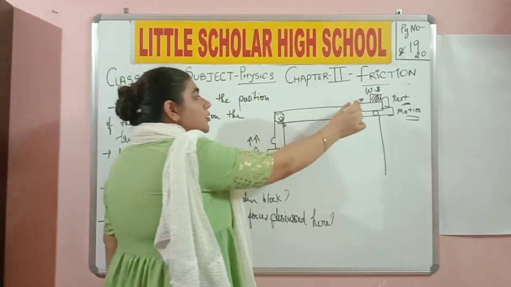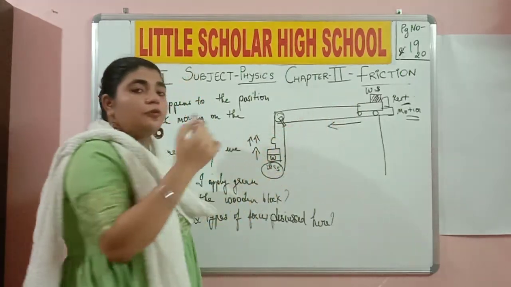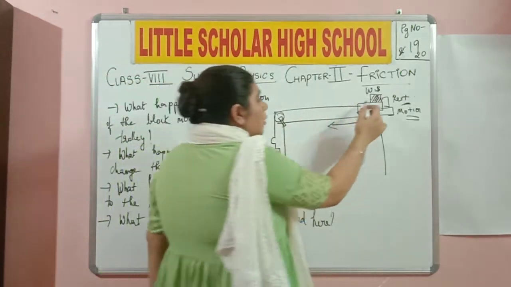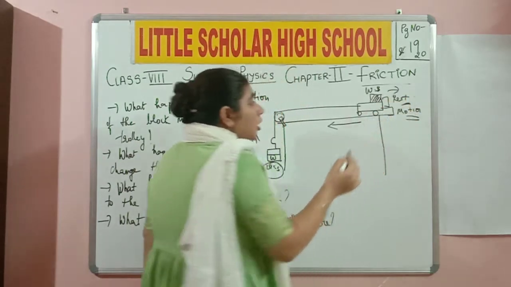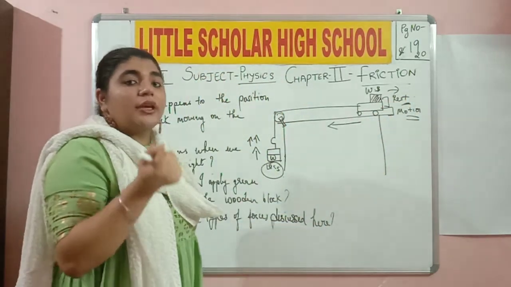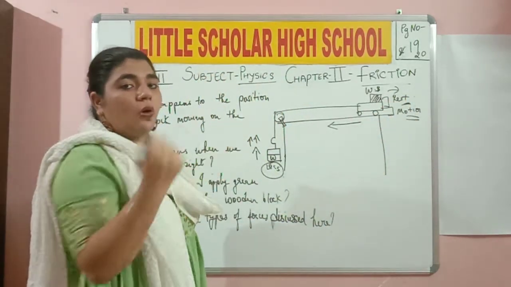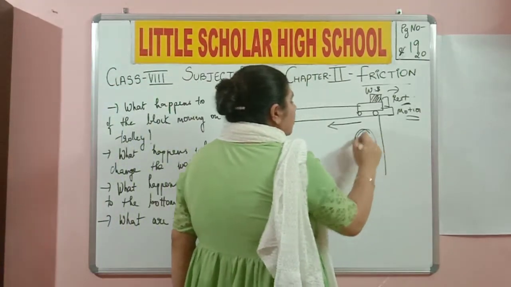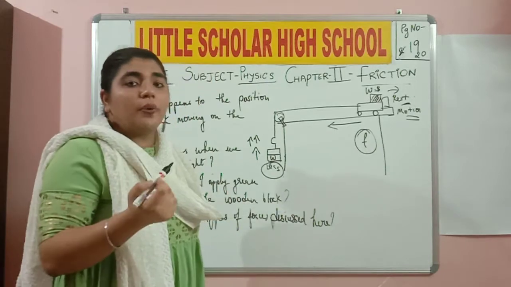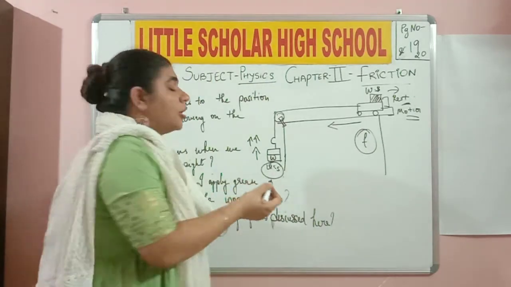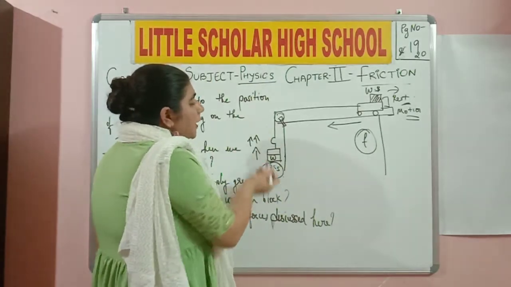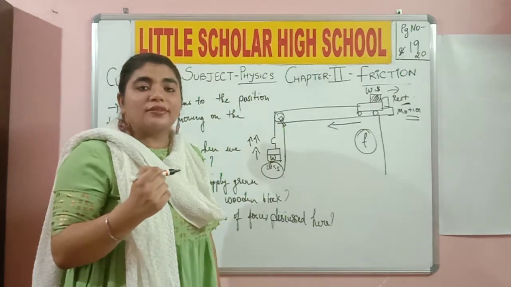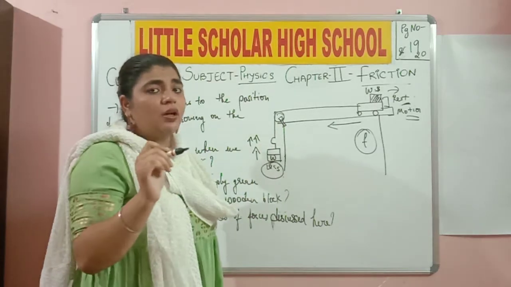The block which is kept on the toy trolley is going to fall down. It is going to fall down in the reverse direction. Now the force which enables the wooden block to fall in the reverse direction is nothing but the frictional force. It is not allowing the wooden block to move further because of the extensive weight placed on this end. Do you understand now?